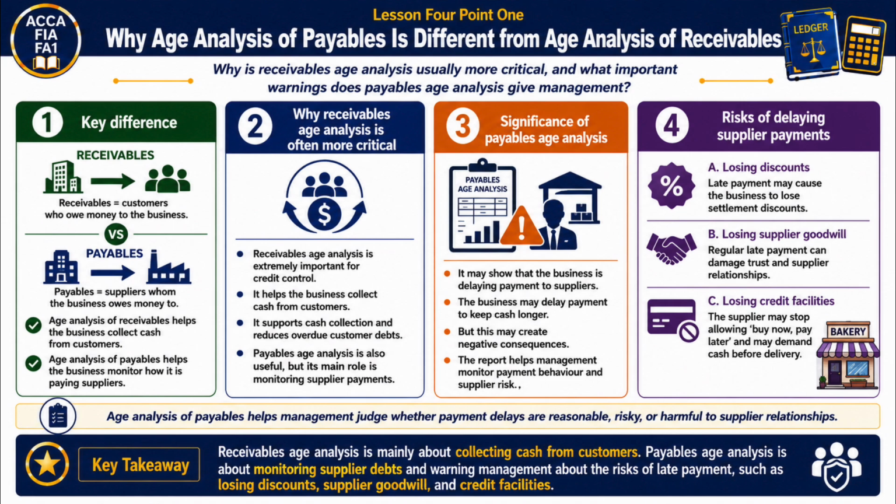Significance of an age analysis of payables. The significance means the importance of the report. An age analysis of payables may show that the business is delaying payment of suppliers. This may be done to keep cash in the business for longer, but delaying payments may create negative consequences. The business may lose settlement discounts. The business may lose supplier goodwill. The business may lose the ability to buy goods or services on credit. Let us explain these one by one.